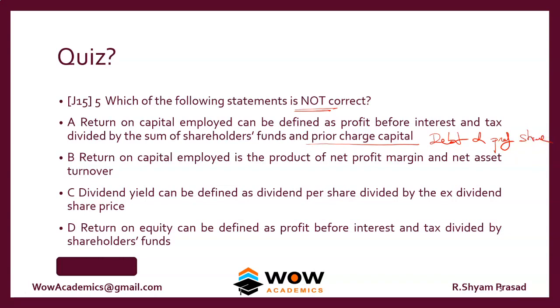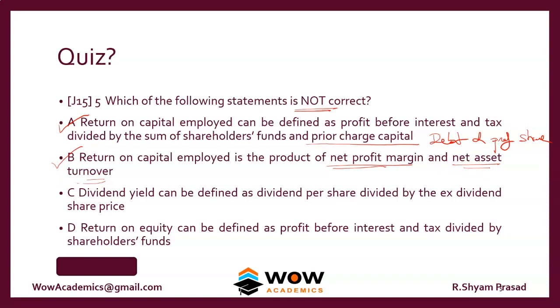But is the numerator correct? Profit before interest and tax? The answer is yes, this one seems to be correct. ROCE is the product of net profit margin and net asset turnover. You have to read this for much more detailed in Google. Okay, Google this. The answer is also correct. ROCE is a multiplication of both net profit margin and net asset turnover. So this is also correct.